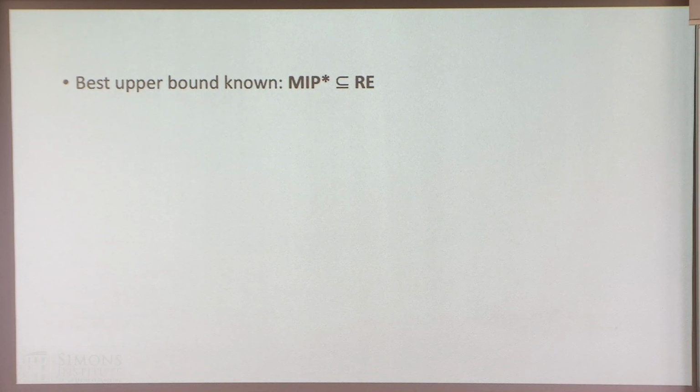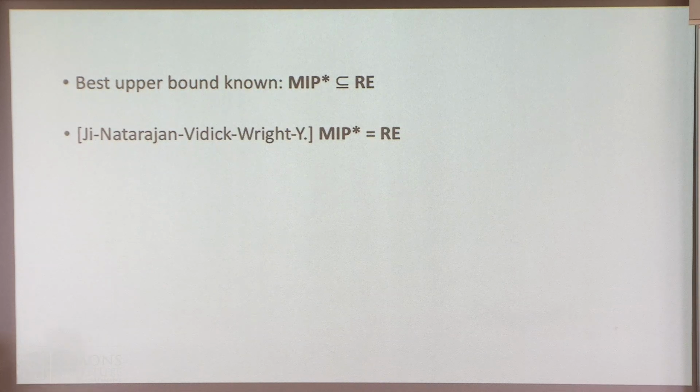There's no algorithm that could capture this class. And so the best upper bound that one could place is RE, which stands for the class of recursively enumerable languages. And this is a class that includes the halting problem, for example. So if you can solve the halting problem, then you can solve problems in MIP star.